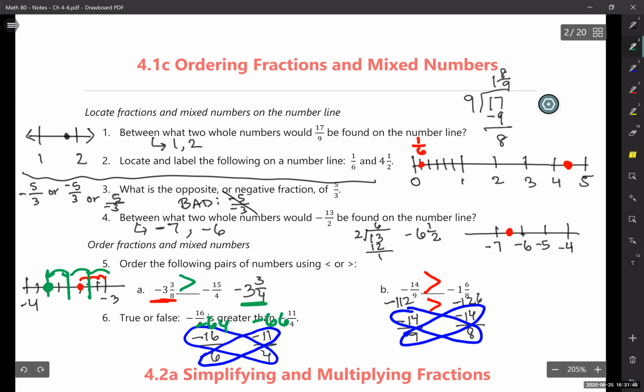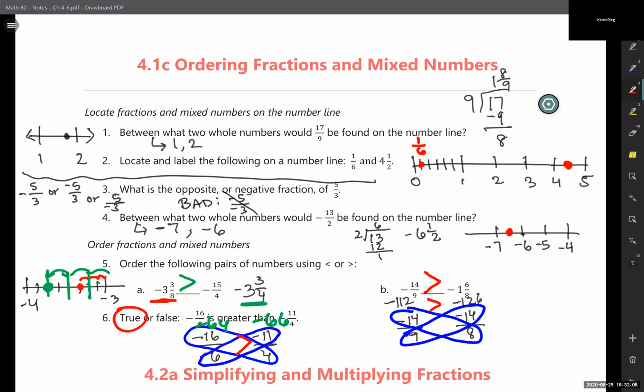So is that a less than, greater than scenario? Well, negative 64 is greater than negative 66. Therefore, negative 16 over 6 is greater than negative 11 over 4. And this becomes true.